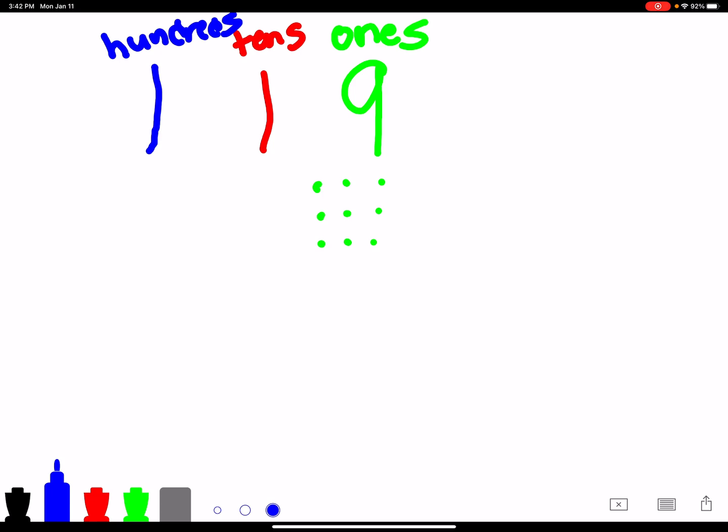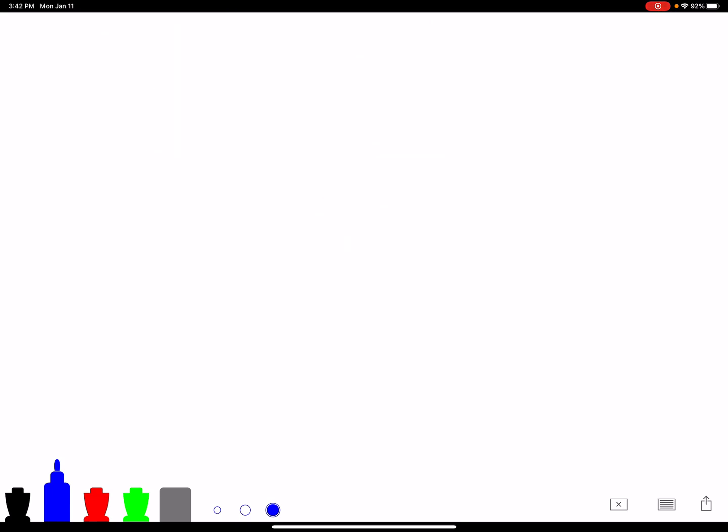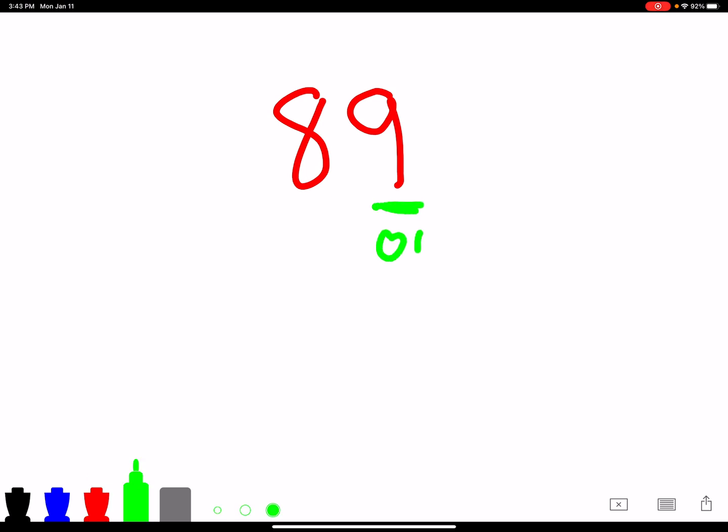So we have the ones, tens, and hundreds, and those are the place values we are going to be focusing on for now. So we're going to do some activities. So what if I say, what's 9? Where does 9 go? 9 is going to be the ones place. Now what about the 8? It is the tens place.